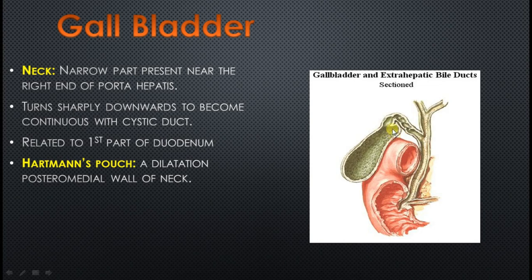And that part of the gallbladder which connects the Hartmann's pouch with the main gallbladder is sometimes considered as the isthmus of gallbladder. Now, the neck of the gallbladder is intimately related to the first part of the duodenum.